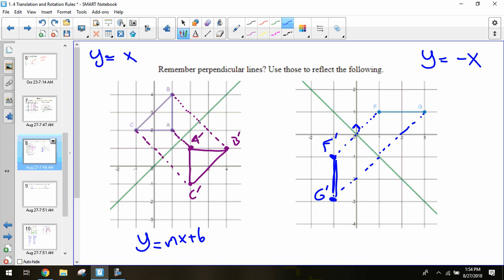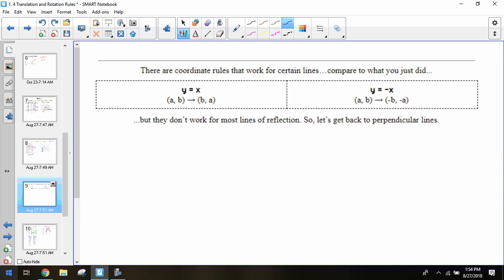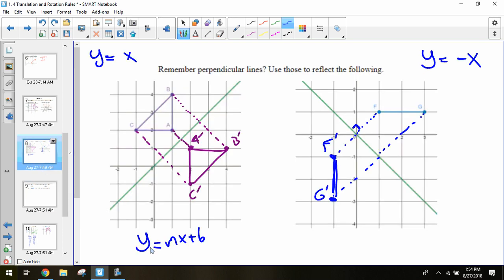There's actually also a sick little rule that we can use. If you recognize you have y equals x, rather than just counting like we did before, you can use this rule to help you. If you have a point where the x is a and the y is b, your transformed point is going to be (b, a). So let's say I have A from this situation. A has coordinates of 1, 2. I know my transformed A is just going to switch, so it's going to be at 2, 1. And that's where this happens to be.